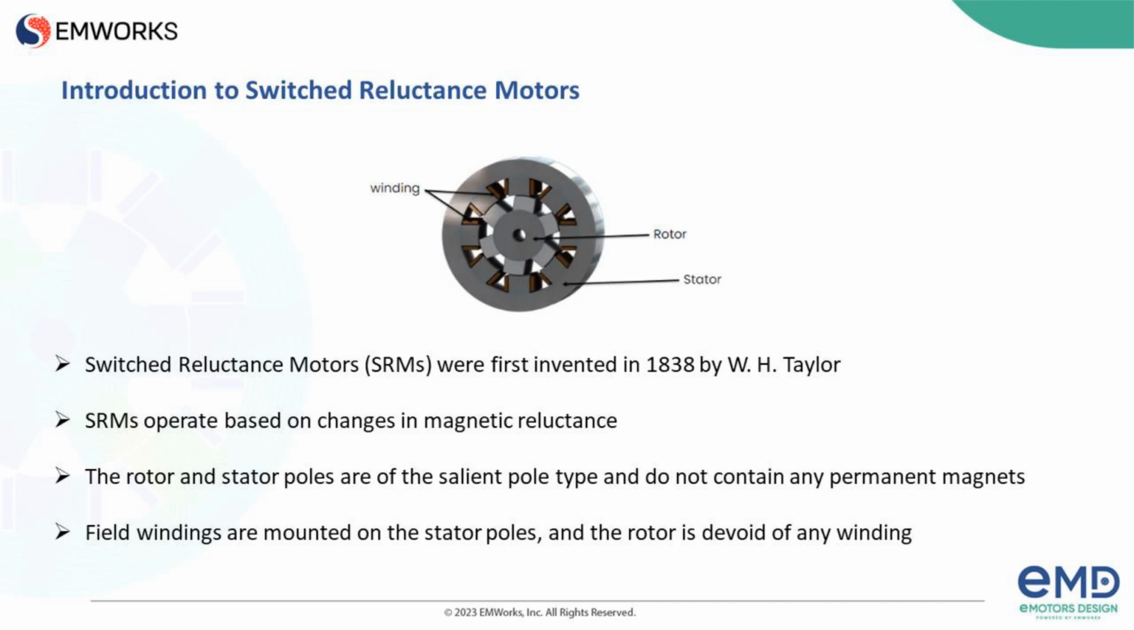Switch reluctance motors were invented in 1838 by W.H. Taylor, and it is patented in the United States. They operate based on change in the magnetic reluctance. The rotor and the stator poles are salient and they do not have any permanent magnets. The field windings are mounted in the stator poles, and the rotor doesn't have any winding or PM.